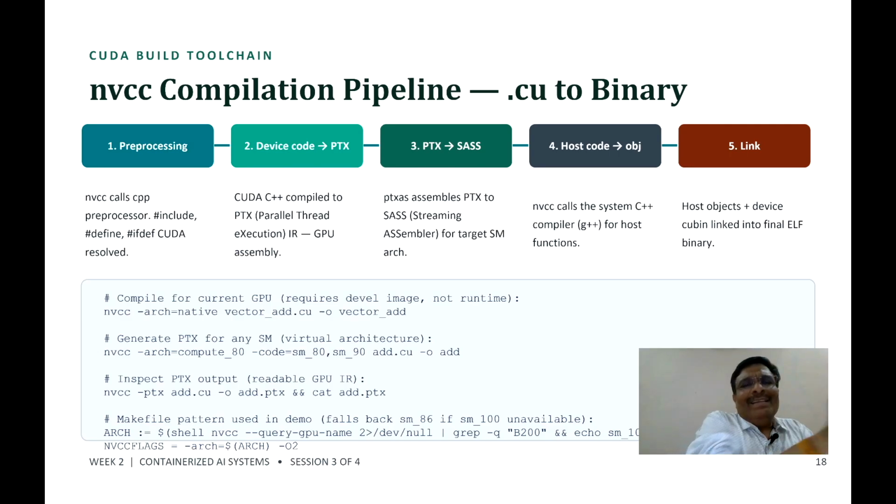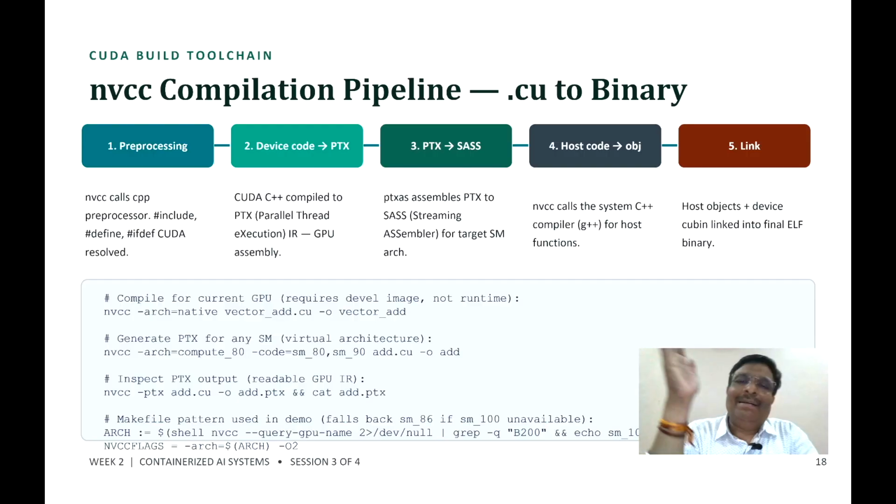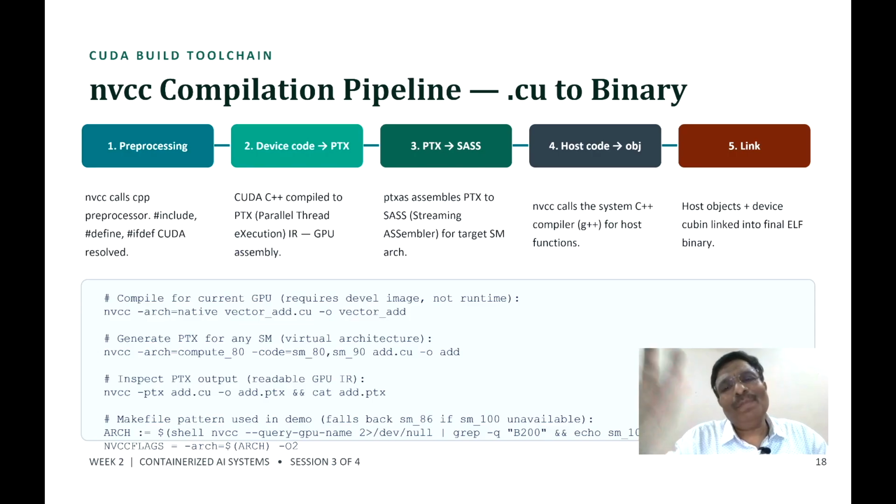So you write a CUDA C++ program, you convert it into PTX. This PTX is again assembled back to the streaming assembler for a specific SM architecture. And then NVCC calls the system C++ compiler or G++ compiler for the host functions. So you have the host functions, and you have certain device code.